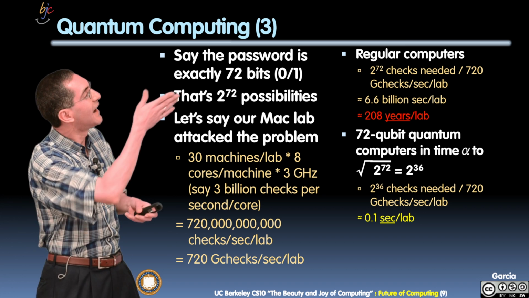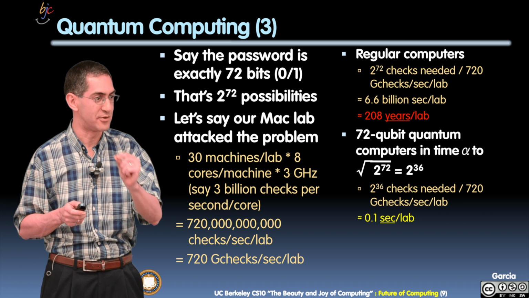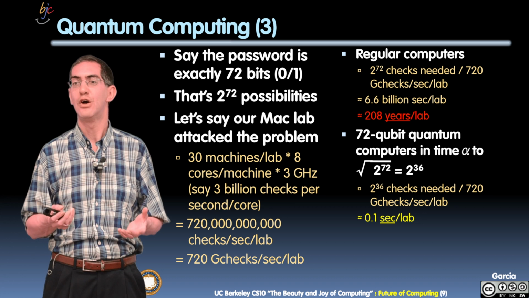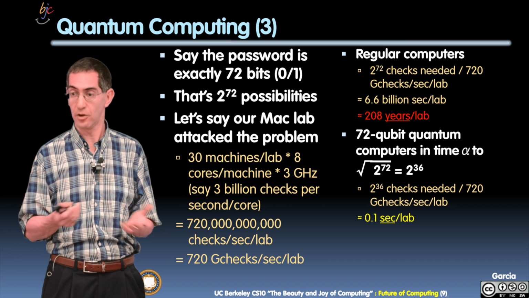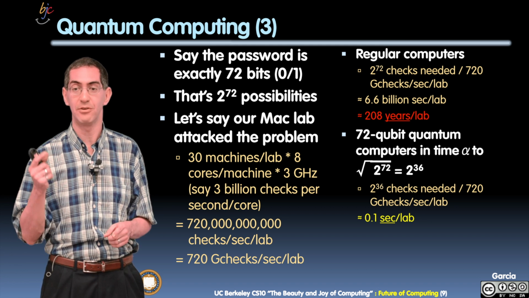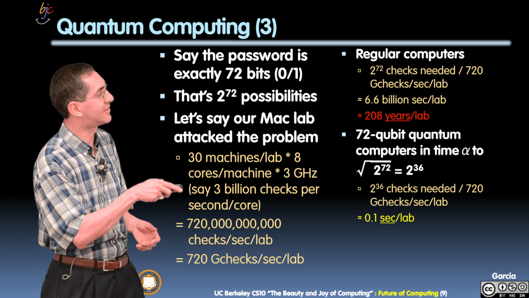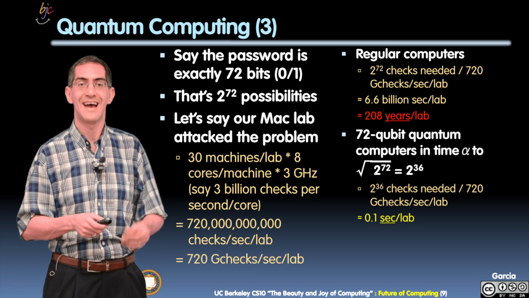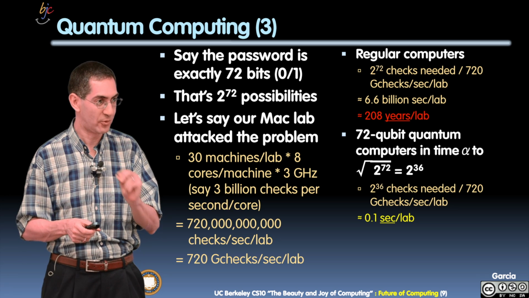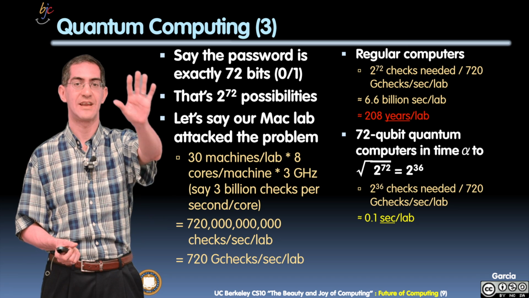Uh-oh. So quantum computer, 72-bit quantum computer. Same thing, okay? Square root of 2 to the 72 is 2 to the 36. Still a big number, right? 2 to the 6 is 64. 2 to the 30 is billion. 64 billion checks. I can do 720 billion checks a second. Therefore, a tenth of a second. Do you guys appreciate how cool that is? A quantum computer takes a tenth of a second versus 208 years.